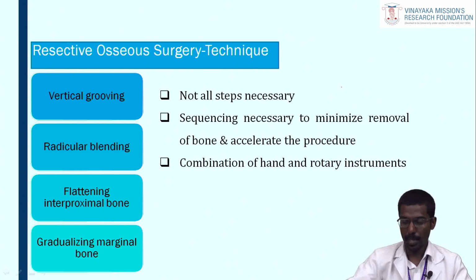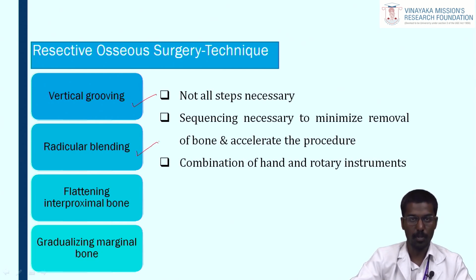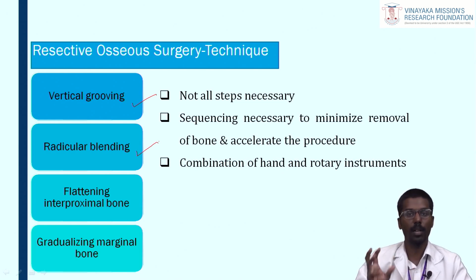As you see in this, the first two techniques will come under the osteoplasty procedures. They are purely osteoplastic procedures where you are not going to remove any part of the bone. The third and the fourth one come under the ostectomy procedures. In a given condition, not all the steps are necessary, but the sequencing at this stage is very essential. Why? Because it minimizes the removal of the bone and accelerates the procedure. For this procedure, we can combine both the hand instruments as well as the rotary instruments.